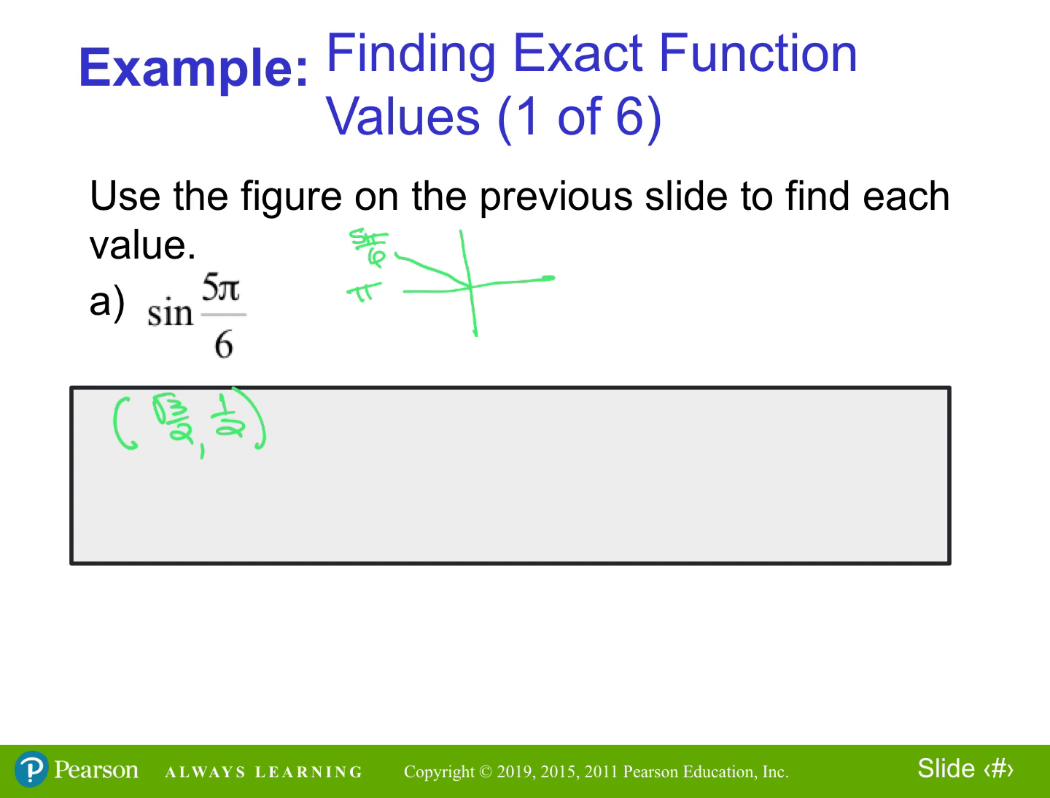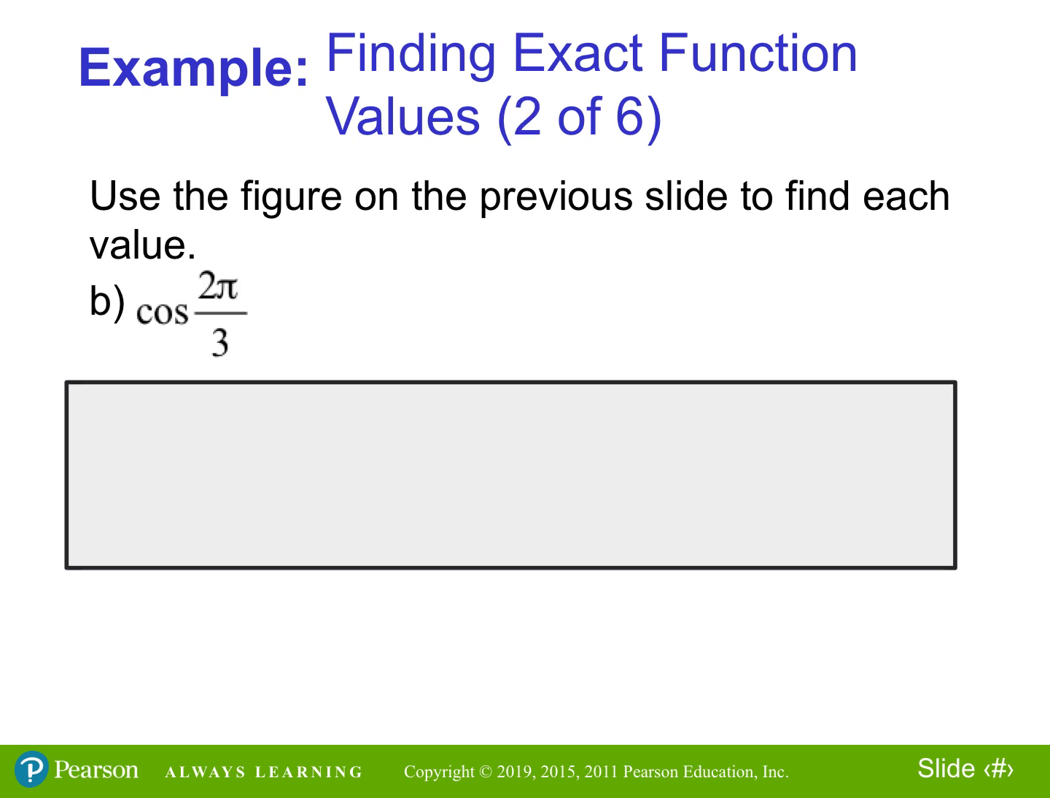Now, because I am in the second quadrant, that means my x values are really negative. Now I'm taking the sine of 5 pi over 6. Well, sine is really my y value, so I know that the sine of 5 pi over 6 then is really equal to a positive 1/2. And that would be my final answer.